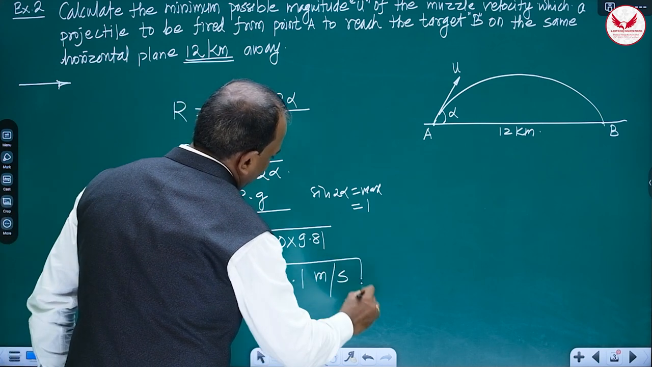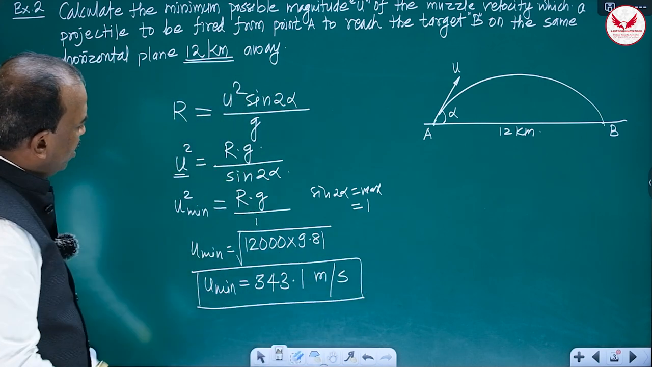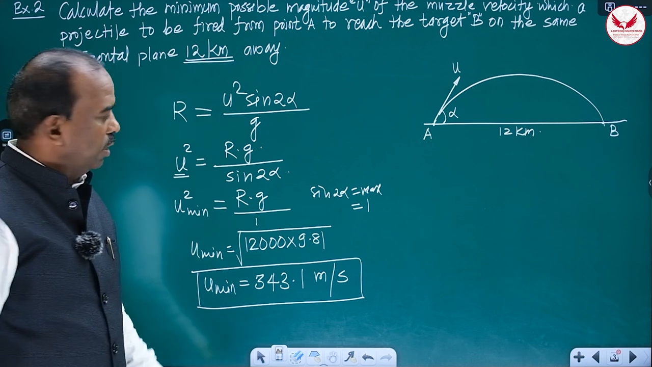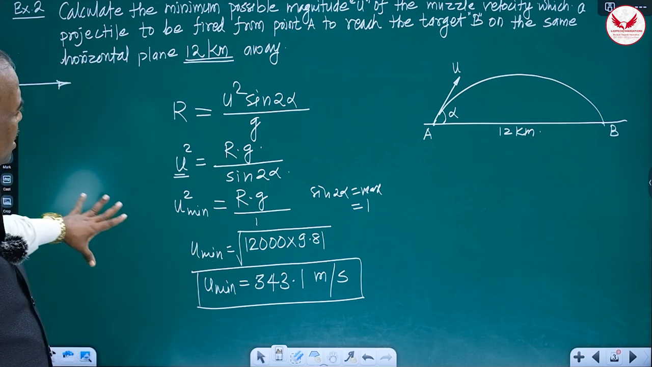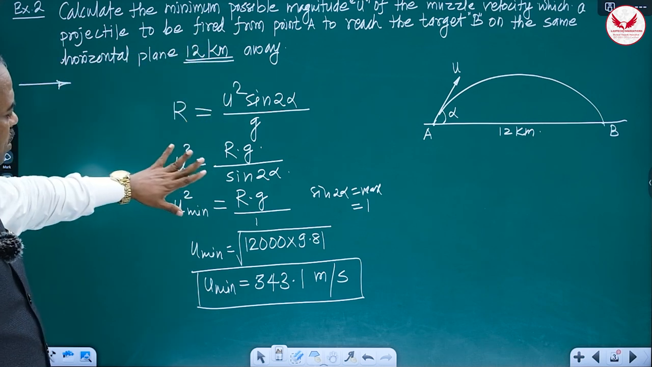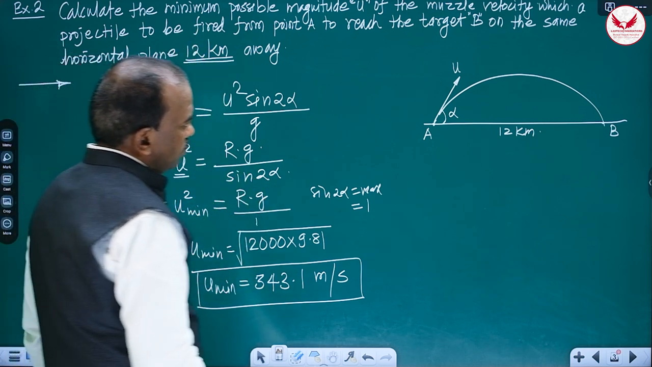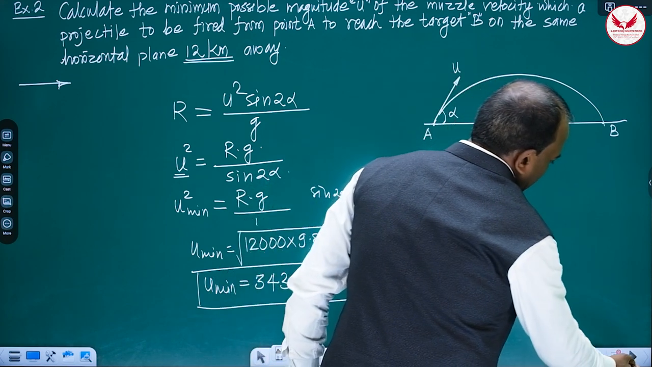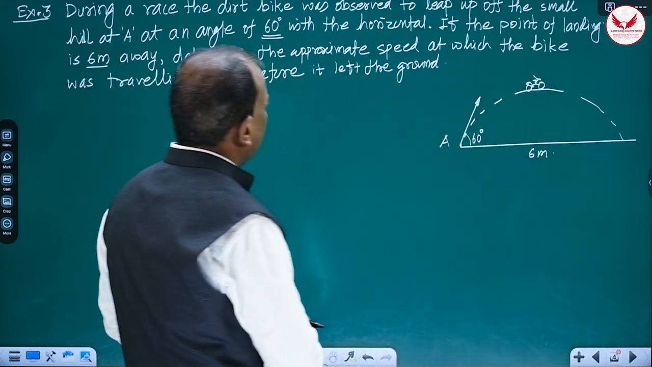When you have very little time, you can directly write u minimum is going to be under root R g. In one line also we can get this answer. And so this is the minimum possible velocity. Then we can have the next example also.